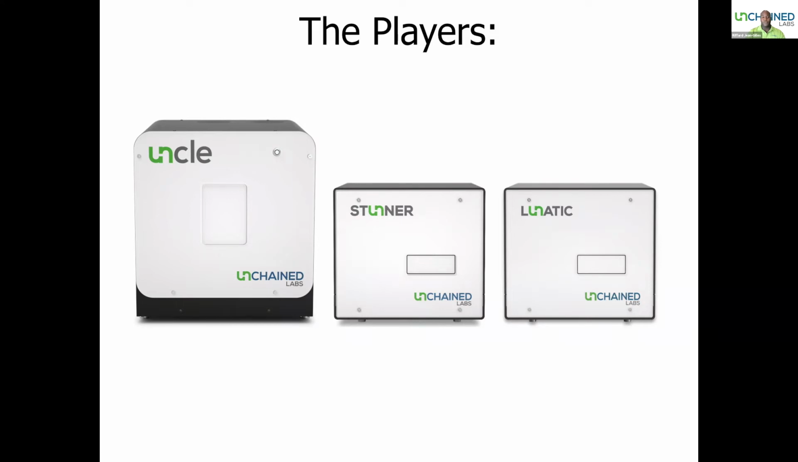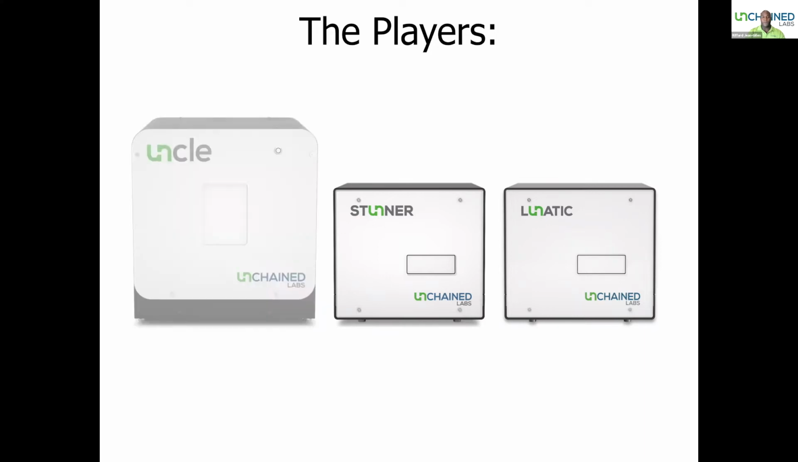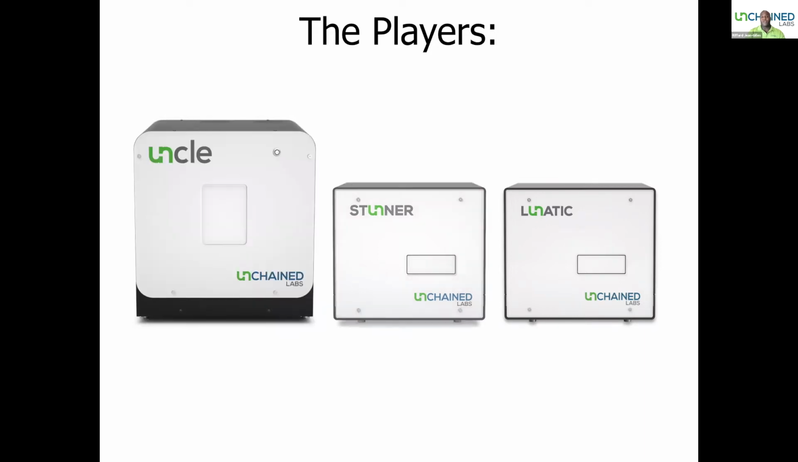The first one is going to be the Uncle. The Uncle is a tool that is used to assess stability, right? And it does so by essentially controlling temperature. And we'll see that the other detector is present there, and that's the Uncle. In the middle one here, you have the Stunner.